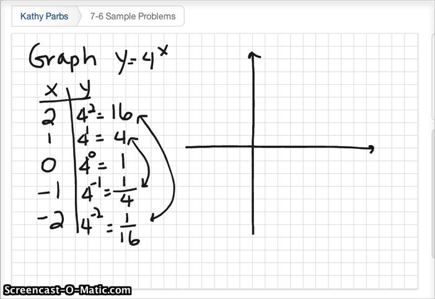So when x is -2, we get a 1/16, which would be right there. When x is -1, we get a 1/4, which is still about right there. When x is 0, we get 1. When x is 1, we get 4. And when x is 2, we go off of our grid way up here. So our graph is going to look something like this. Notice down here, it approaches 0, but it never reaches 0. It just gets smaller and smaller in a positive number.